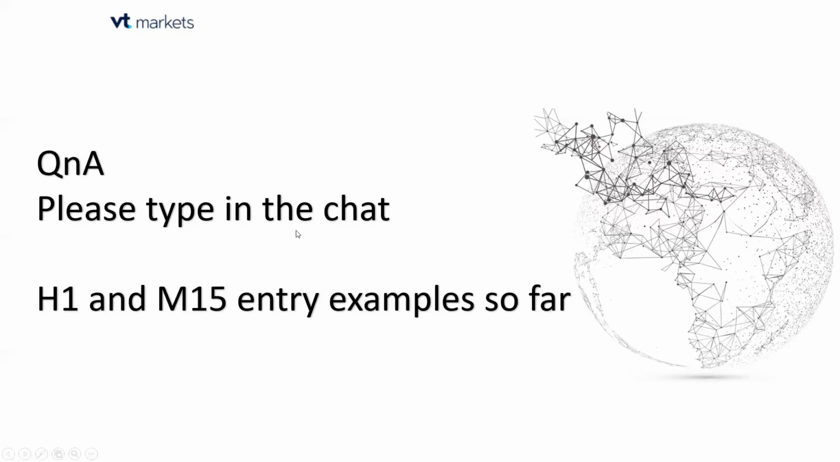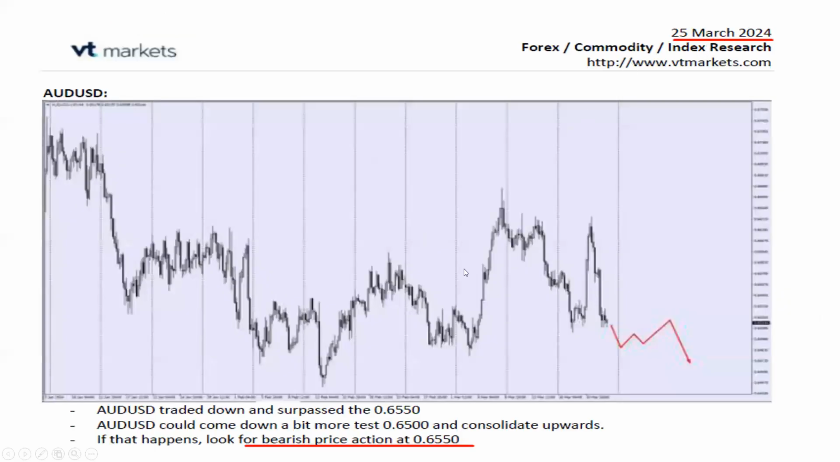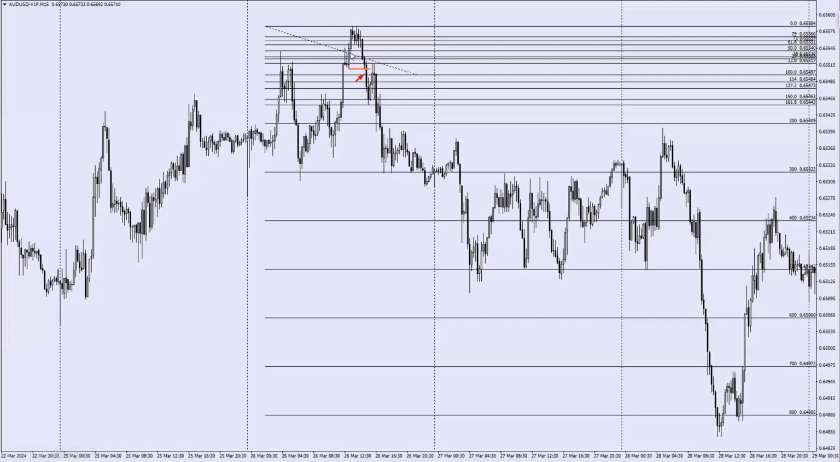Now, all these entries here, I use the H1 or the M15 depending on which one triggers, and it's all based on the reports. Yeah, all based on the report. So this is the 25th of March report over here. We were looking for the Aussie dollar to consolidate, and then you look for bearish price action at the 65.50 area, right? So if you can see over here, this particular area is the swing low on the 15-minute, right?